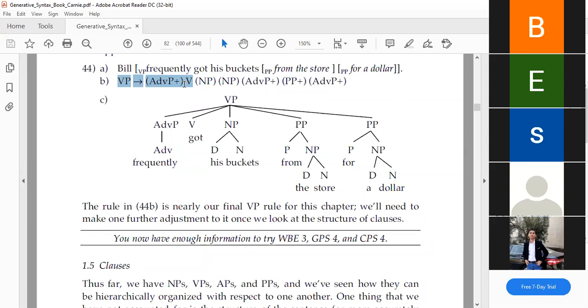So the VP rule consists of optional adp plus, obligatory V, optional NP, optional NP, then optional adp plus, optional PP plus, optional adp plus.